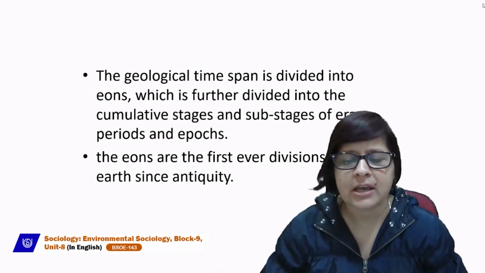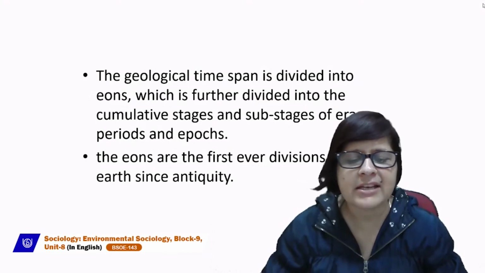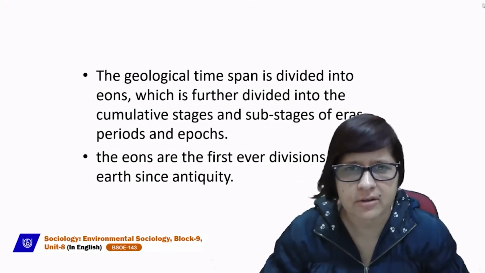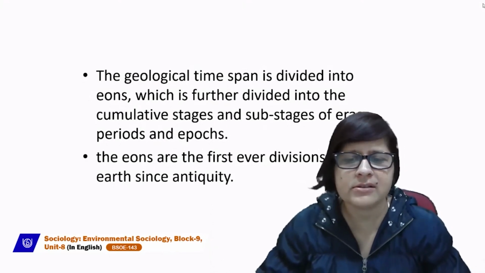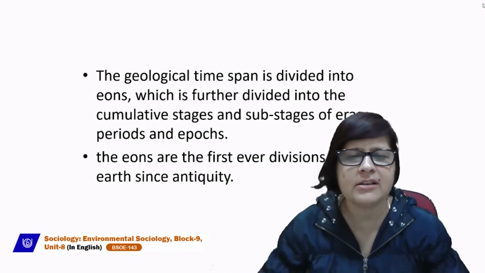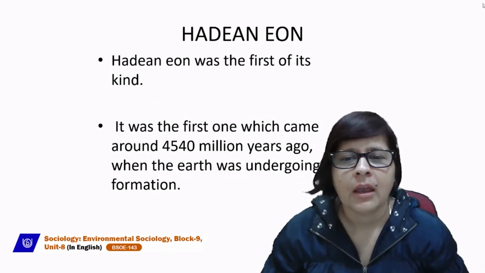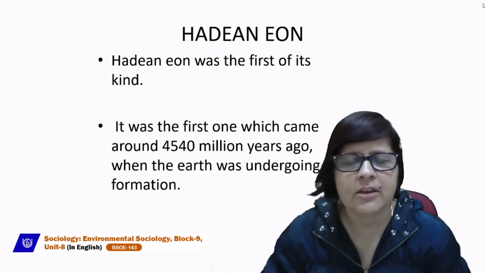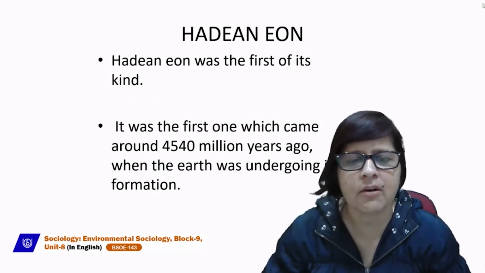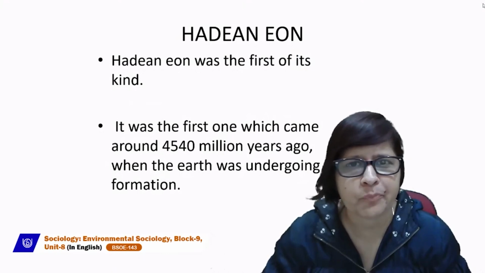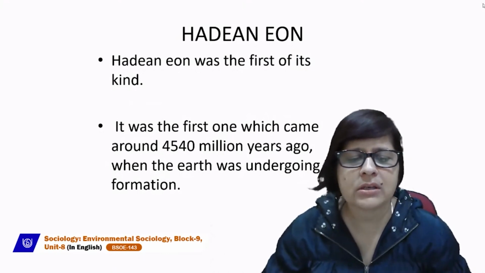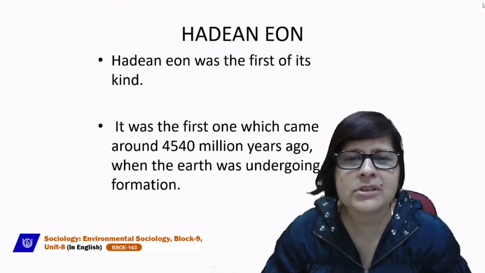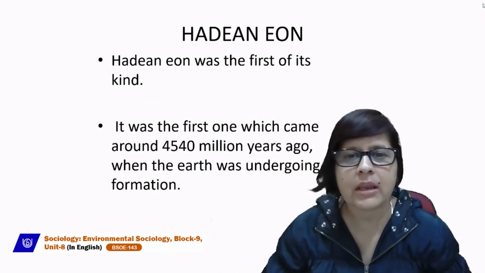The eons are the first ever division of Earth since antiquity. The first division is the eon, which is then further divided into eras, periods, and ages. Let us first understand what the Hadean eon is. The Hadean eon was the first of its kind. It was the first one, which came around 4540 million years ago, when the earth was undergoing its formation.